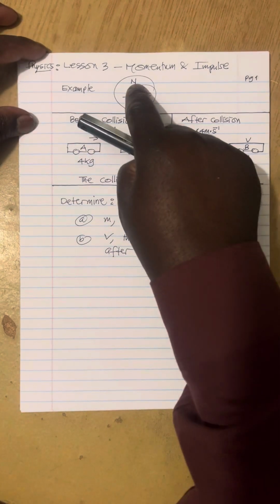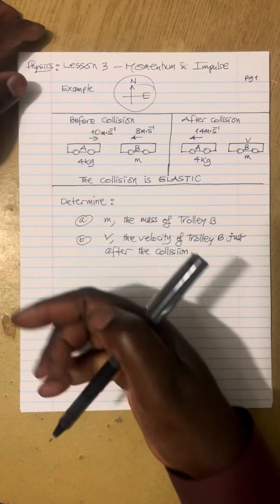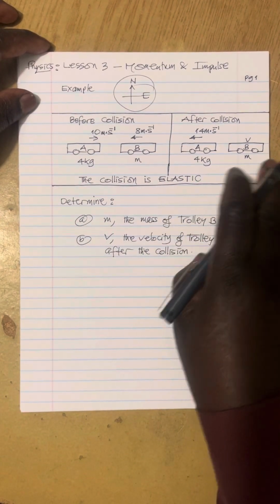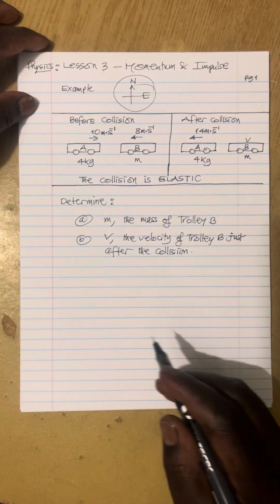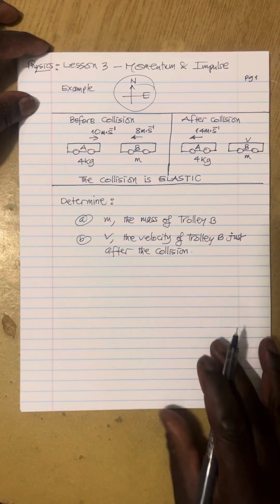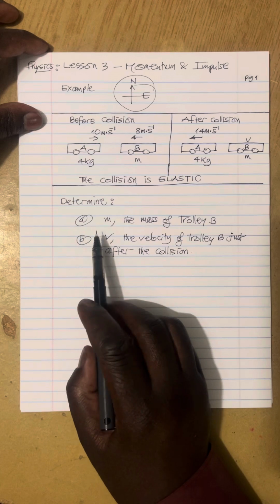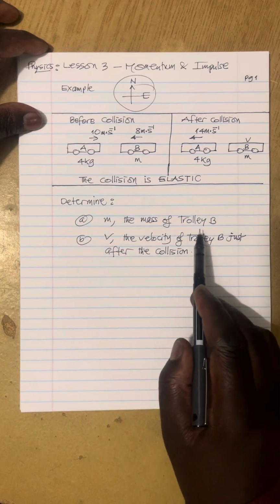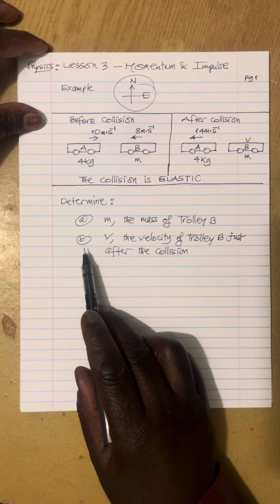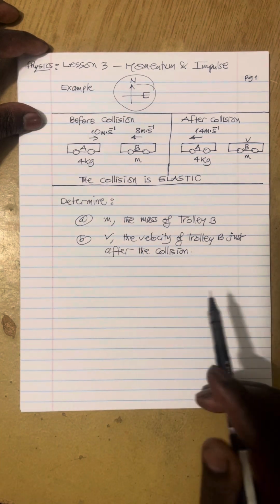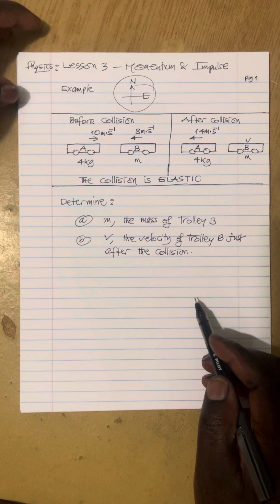Now the compass is given obviously, so we have east, west. Normally we say right or left, but in this case we have east or west. Now question A says determine m, the mass of trolley B, and then we also have B here. Determine v, the velocity of trolley B just after collision. So how do we handle this question?